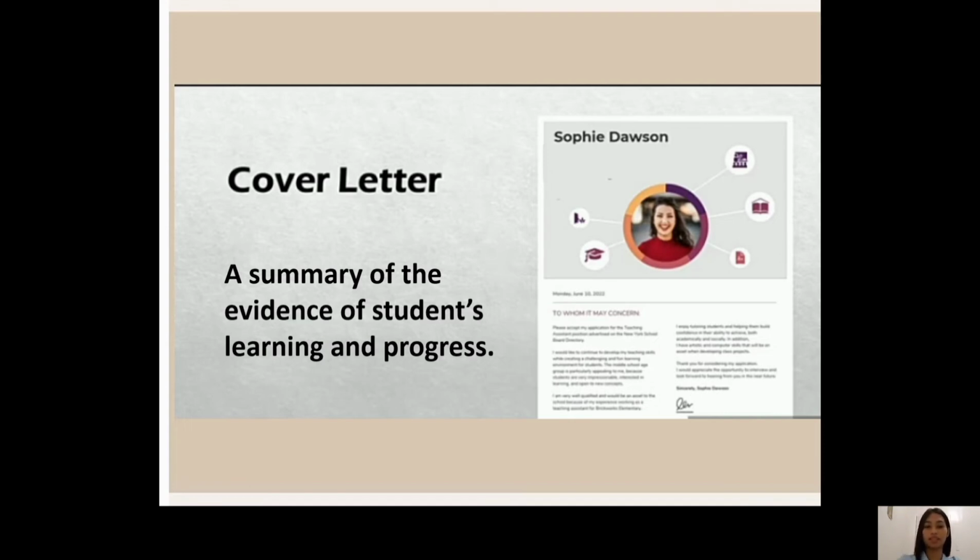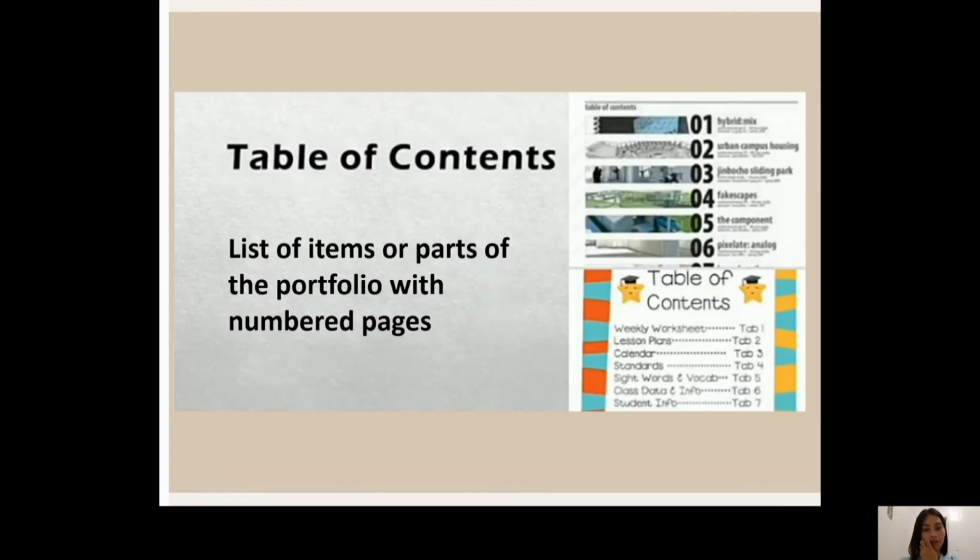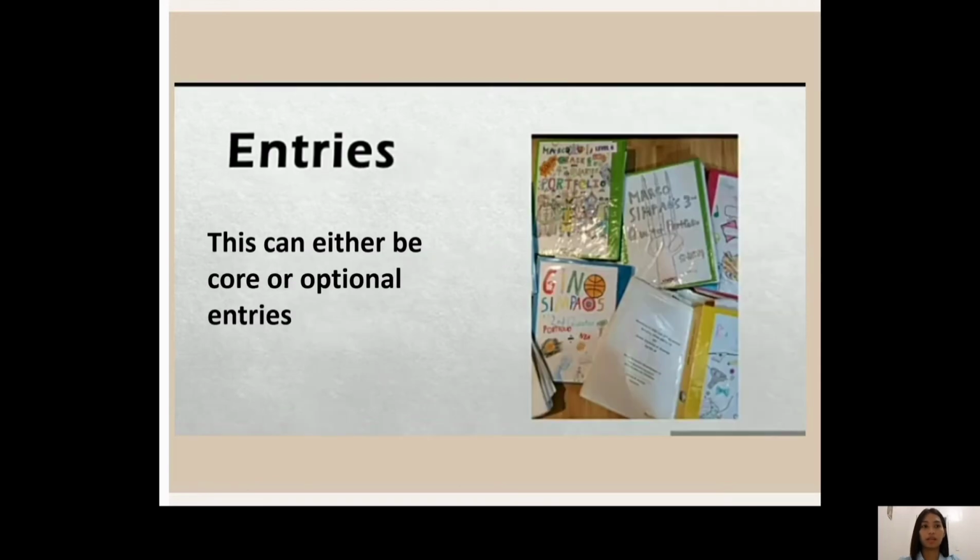The second one is the table of contents. Table of contents is the list of items or parts of the portfolio with numbered pages. So it is a list of entries that usually found in the page before the start of the portfolio. It gives the reader the overview of the portfolio's content, and moreover, it allows the reader to go directly into specific entry. And the third essential elements are the entries.